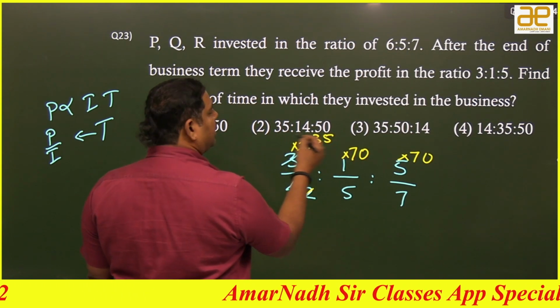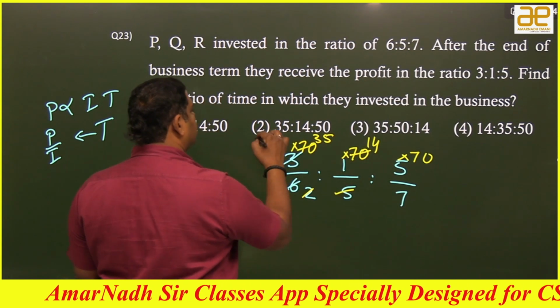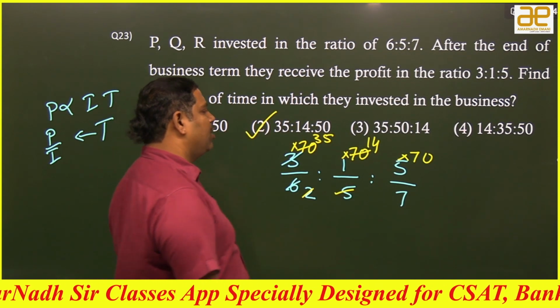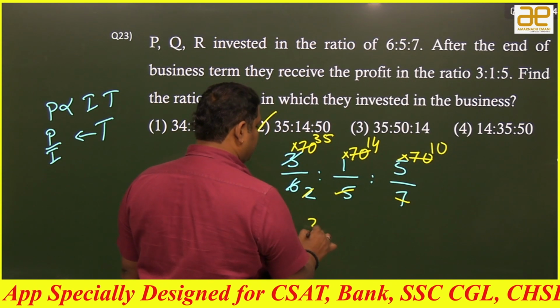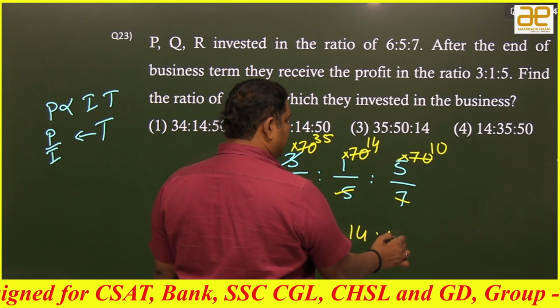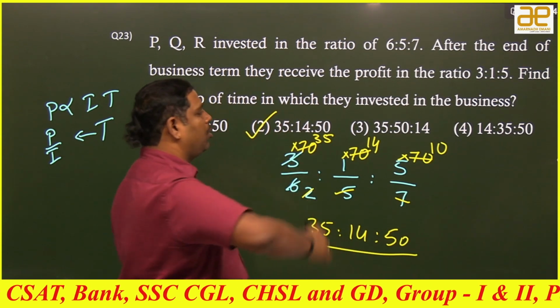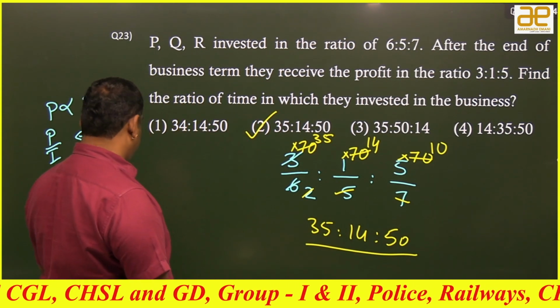So with the 35 we have two options. 5 1s, 5 14s. We have only one option called 35:14. Or else you can go with the next one also: 7 1s, 7 10s. So happily 35:14. So 5 10s are 50. So the second option is the answer. Let's see the next beautiful one.